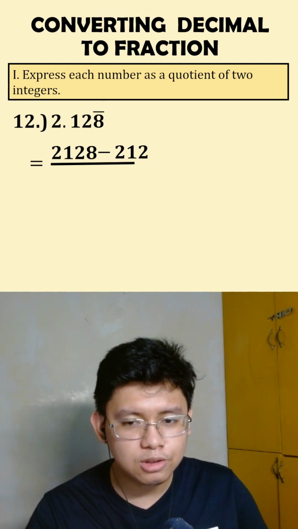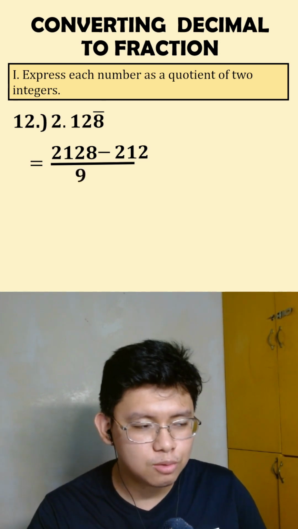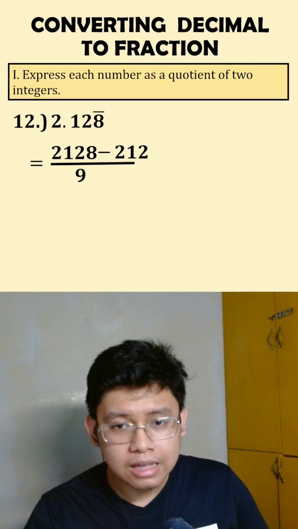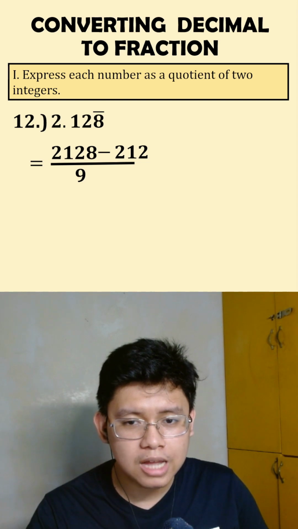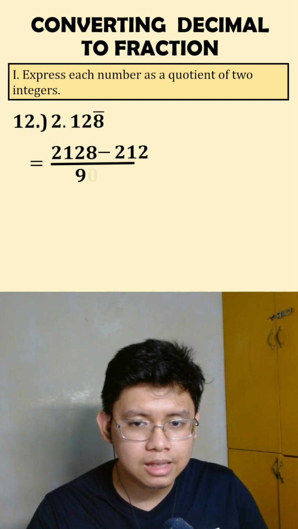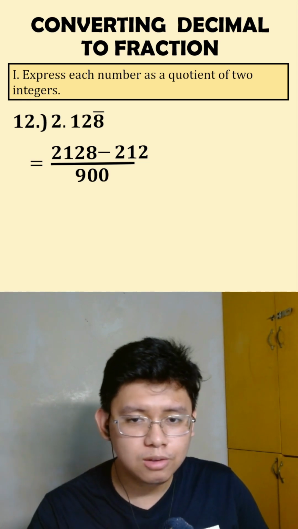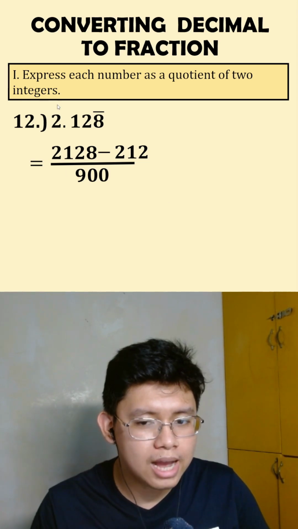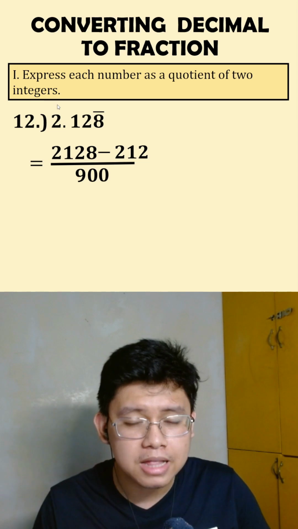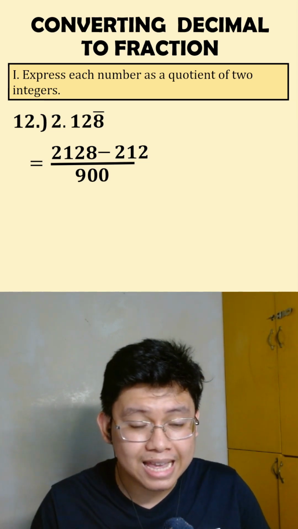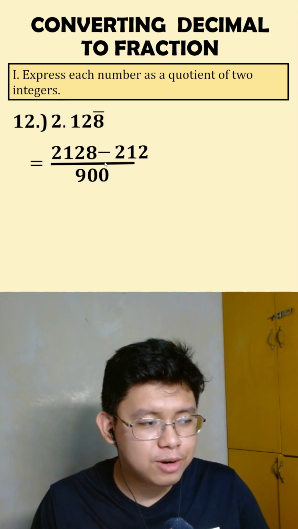So, meron tayo ditong isang repeating decimal. So, we will have 9. And then, dalawang non-repeating decimal. So, since dalawa yung non-repeating decimal natin, we will have 2 zeros after 9. Now, take note, hindi natin isasama si 2 as non-repeating decimal. Kasi, 2 is a whole number. So, hindi siya kasali.